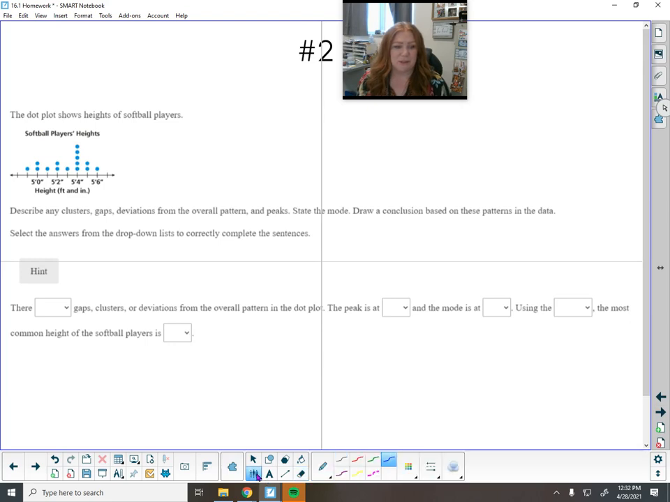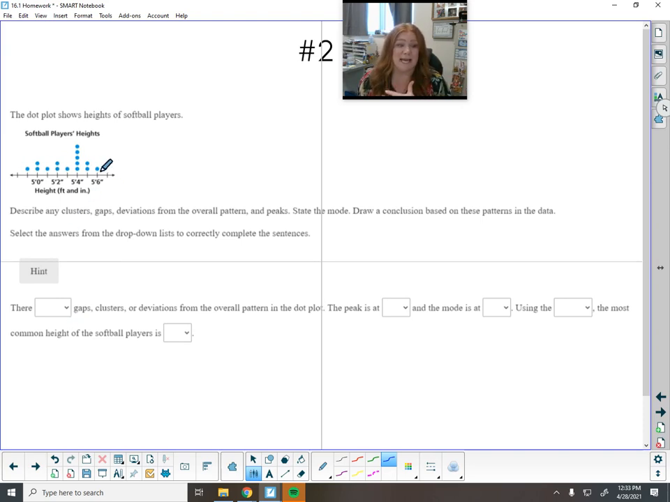Number two. We're going to look for clusters, gaps, anything that doesn't fit into those patterns, any peaks. We're going to state the mode and find any conclusions we notice. So first we're going to look for gaps. Remember, gaps are where there's no data. You'll have data on either side, but nothing in the middle. So how many gaps do we have? So how many gaps, clusters, or deviations all together?